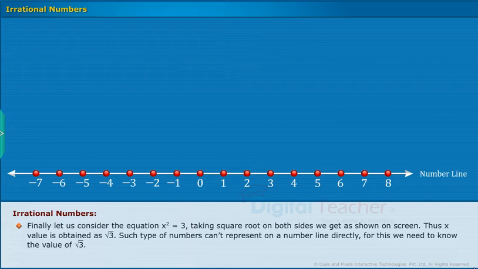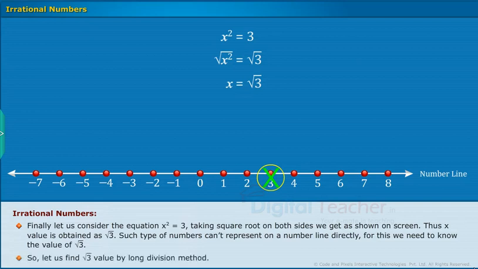Finally, let us consider the equation x square equal to 3. Taking square root on both sides, we get as shown on screen. Thus, x value is obtained as √3. Such type of numbers can't be represented on a number line directly. For this, we need to know the value of √3. So, let us find √3 value by long division method.